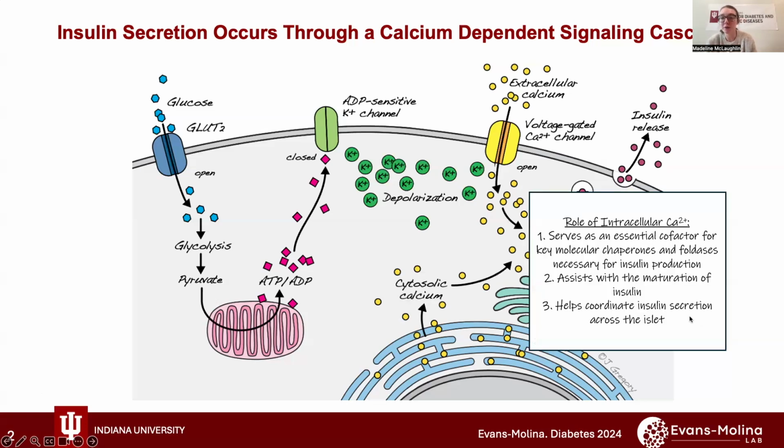Intracellular calcium is also extremely important in maintaining insulin production by serving as an essential cofactor for key molecular chaperones and foldases, maturation of insulin, and coordinating insulin secretion across the islet. Our lab is specifically interested in understanding how reductions in beta cell calcium impact insulin production and secretion, metabolic signaling, the regulation of cell intrinsic pathways, and then how all of this impacts the pathophysiology of type 1 and type 2 diabetes.